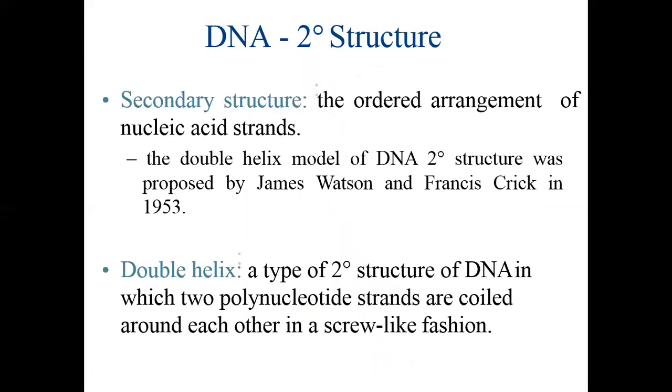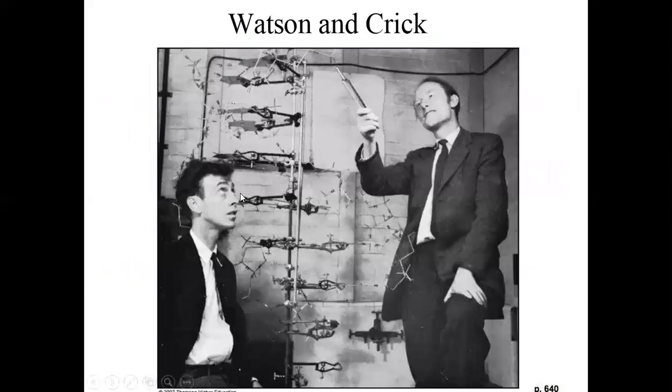Now DNA can also be arranged in ordered structures to form the secondary structure, which is known as the double helix model. This structure was first proposed by J.D. Watson and Francis Crick, and for this discovery they were honored with the Nobel Prize. The double helix is a secondary structure of DNA in which the two polynucleotide strands are coiled around each other in a screw-like fashion. This is the figure where Crick and Watson described the double helix nature of DNA.